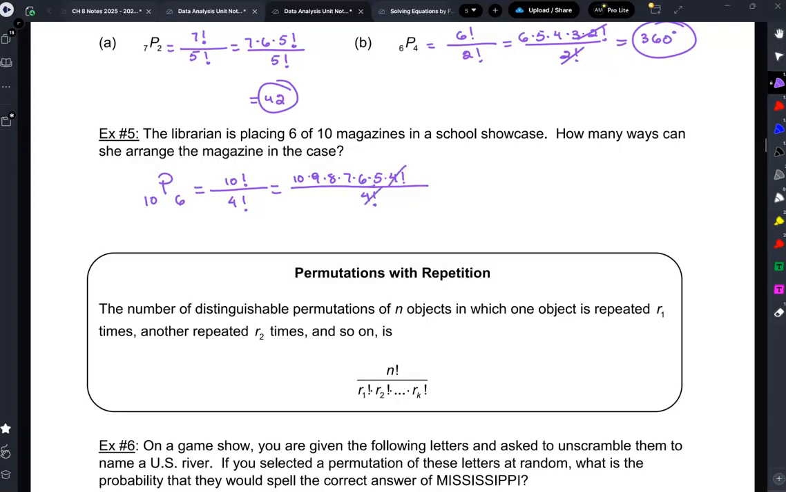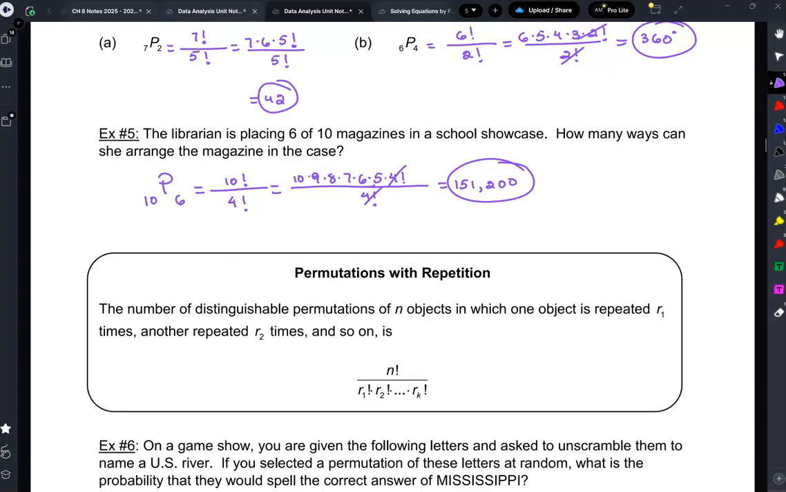Okay, so this one, obviously, calculator, 151,200. That's how many different ways. Isn't that crazy? That's how many different ways there are to arrange 6 of the 10 magazines. Because you're not just arranging 6 magazines. It's which 6 of the 10 are you choosing? And then how are you arranging them?